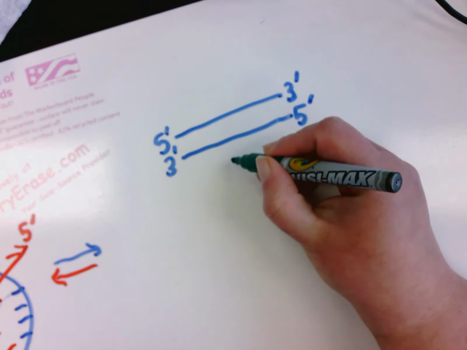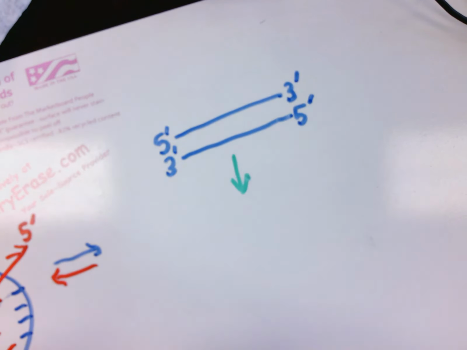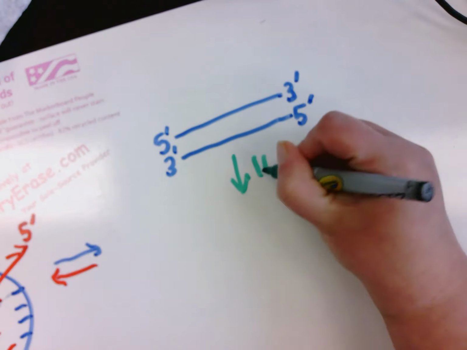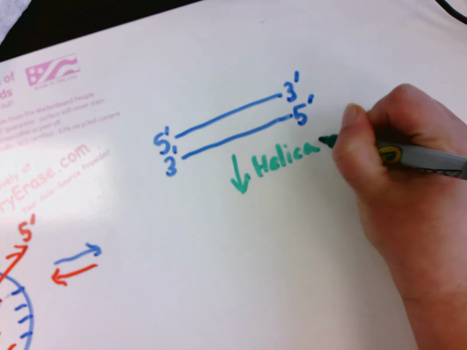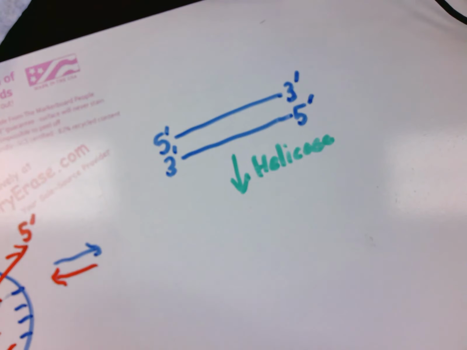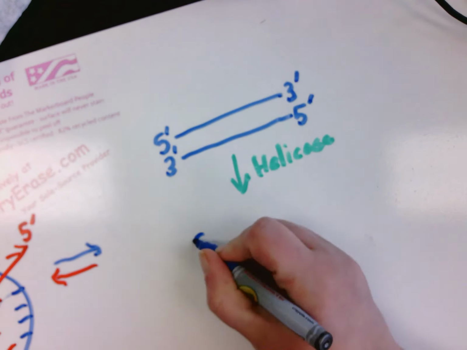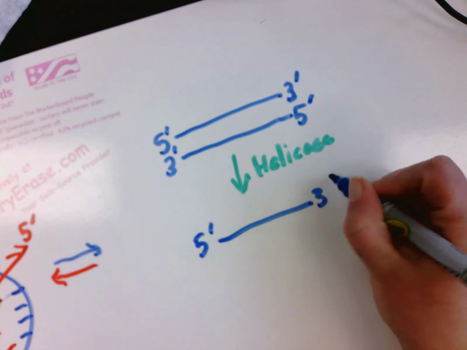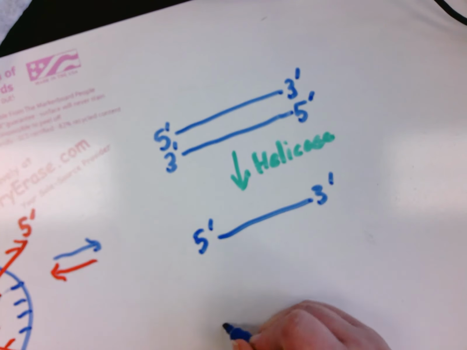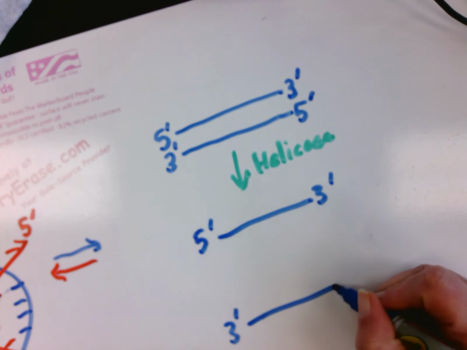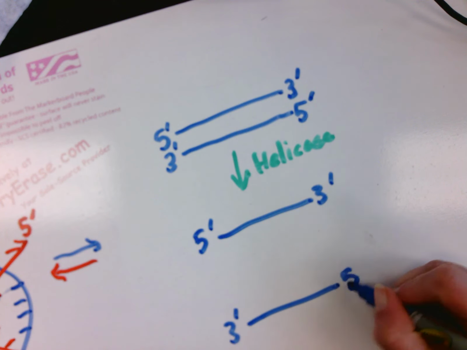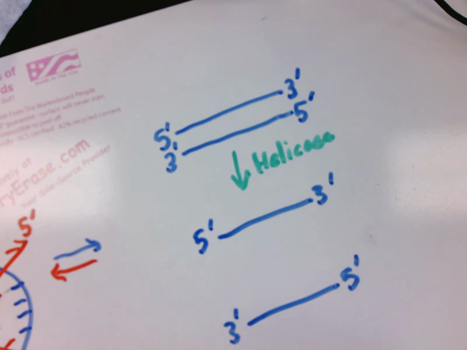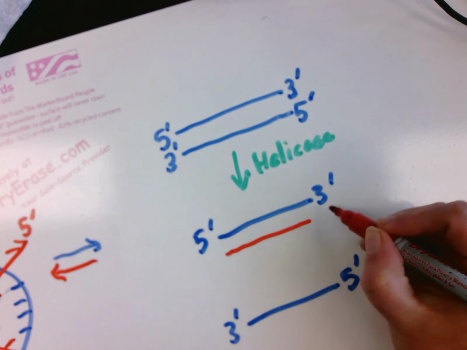So when replication occurs, helicase is going to split the parent DNA apart. So I'm going to say that this arrow is helicase, just for example's sake. Helicase splits the parental DNA apart. So there's my 5 prime strand, 3 prime. Put a lot of space here because remember it's split apart in the replication bubble. 5 prime. And then my DNA polymerase 3 is going to come in and make a copy of this.